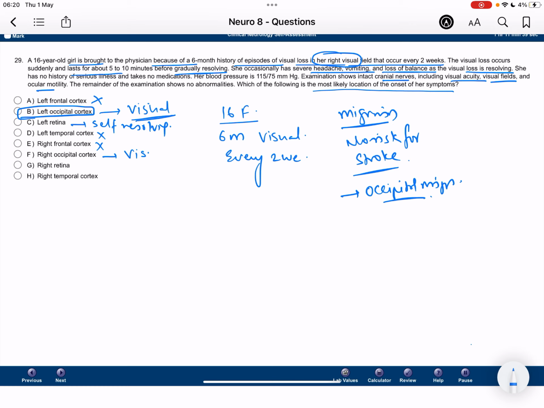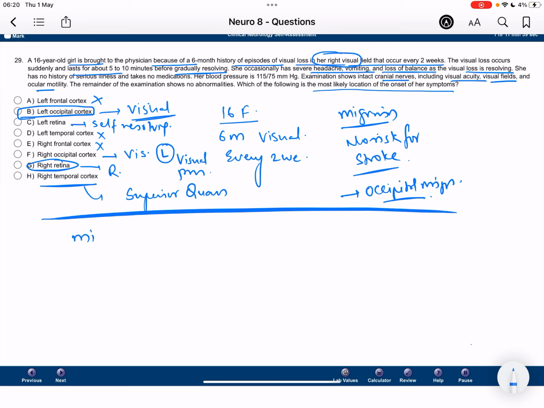If the right occipital cortex is involved, it is usually the left visual problems the patient has. Right retina leads to right visual blindness or decreased vision. Again, right temporal cortex usually causes the superior quadrantanopia. So in this patient, the diagnosis is migraine.